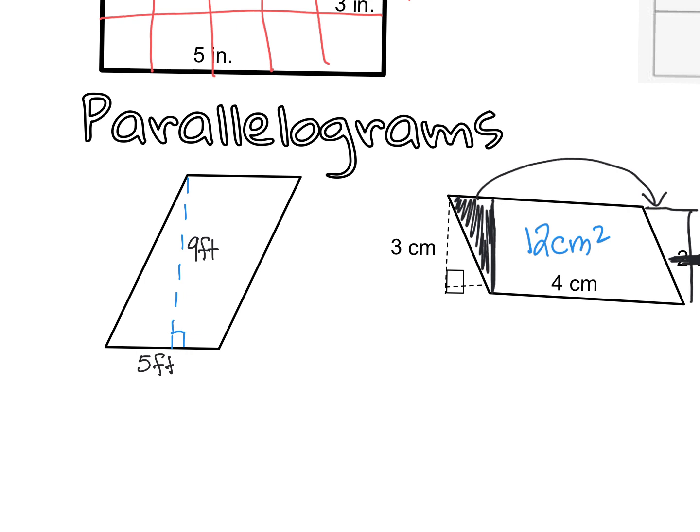Using our formula then, to find the area of our parallelogram, our area, remember, is just base times height. So we're going to take the base of our parallelogram. Our base is always what forms that 90-degree angle with the height. So here it's going to be 5 feet times the height of our parallelogram, which is 9, giving us an area of 45, and since our unit is feet, squared.